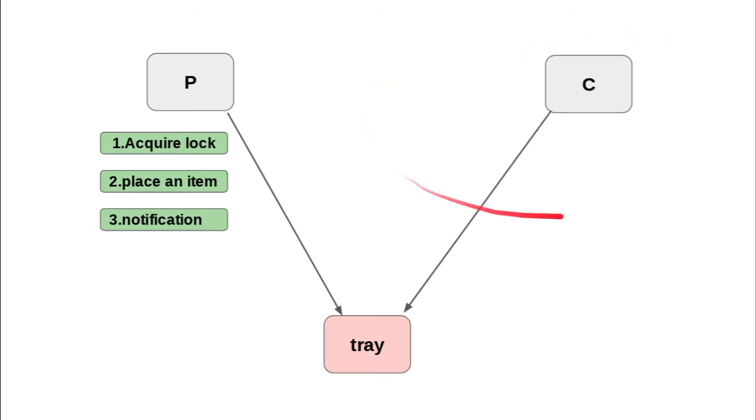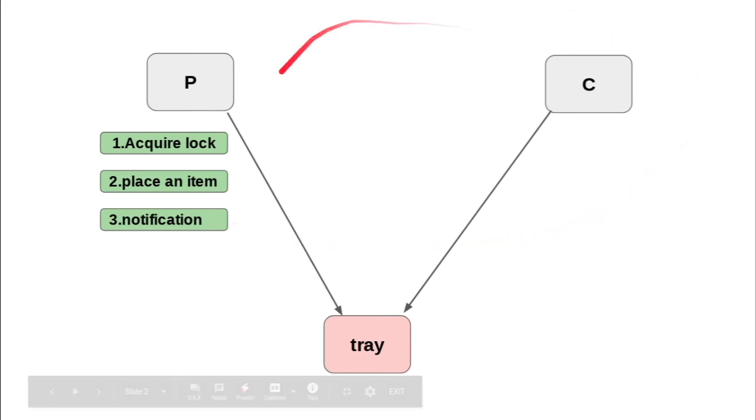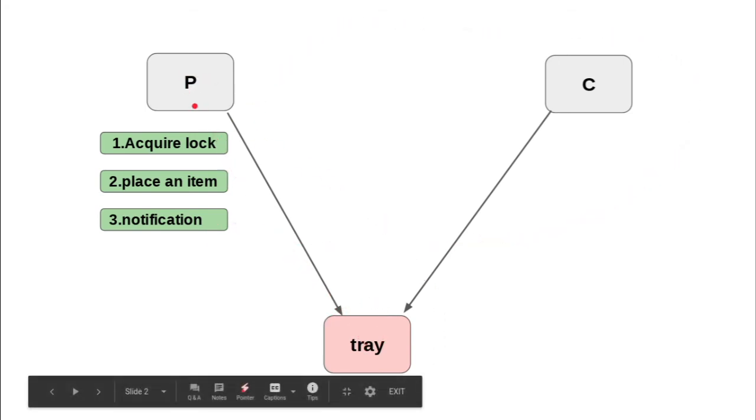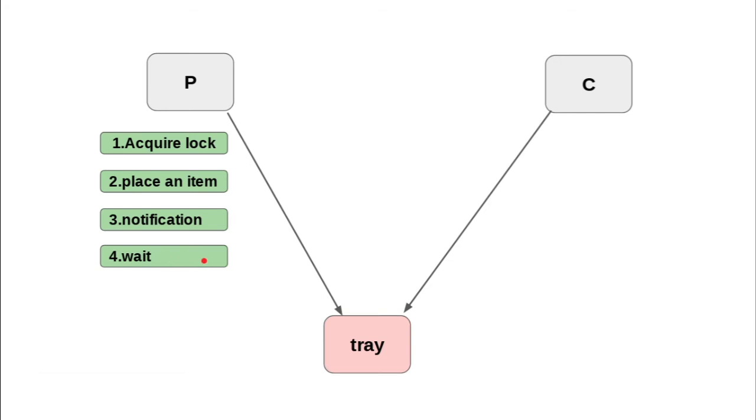Now the consumer cannot consume it yet. He gets to know that the item is ready, but because the tray is already locked by the producer, the lock needs to be released. Now what happens next? The producer will go into a wait state. In the wait state, there is a method we normally use called the wait method, which forces the producer to release his lock.